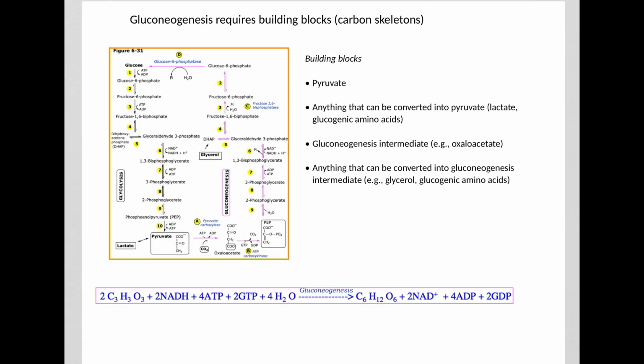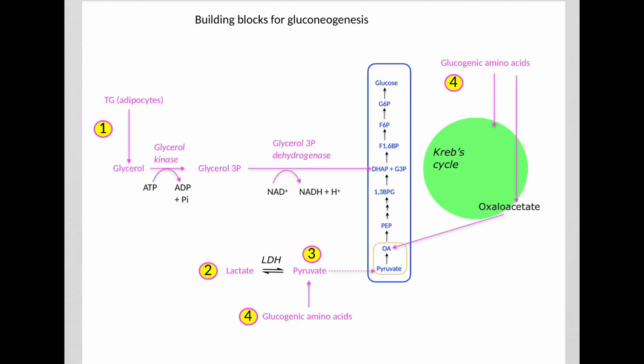Since we are making new glucose, we require some sort of building blocks, carbon skeletons. So we will see that these building blocks could be pyruvate. It could be anything that can be converted into pyruvate, or it could be some sort of gluconeogenesis intermediate. For example, oxaloacetate is an intermediate. Or it could be anything that can be converted into a gluconeogenesis intermediate. So let's look at the major building blocks that these cells use for gluconeogenesis.